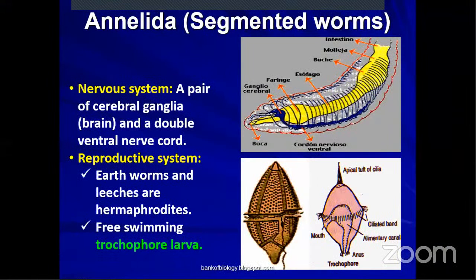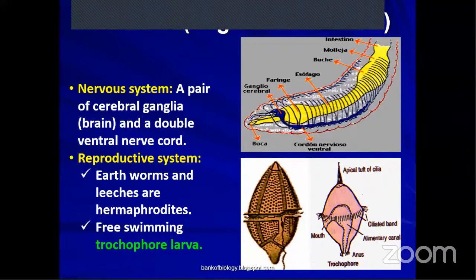Then the reproductive system. The earthworm's reproductive system here is slightly unique because they are hermaphrodites. What do you mean by hermaphrodites? Hermaphrodites means they have both male and female sex organs. Then free swimming trochophore larva. Okay. So indirect development. Take it down. Done. So we go to the next one.